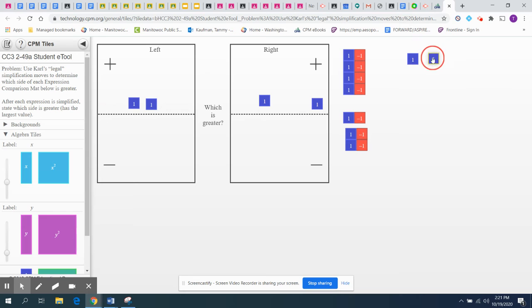So I could take 1 unit tile off of both sides, 1 unit tile off of both sides, and 1 unit tile off of both sides. So for letter A, they were equal. How do you know? Because when we flipped and took our zero pairs off and our balance sets, it was 0 equals 0. Okay.